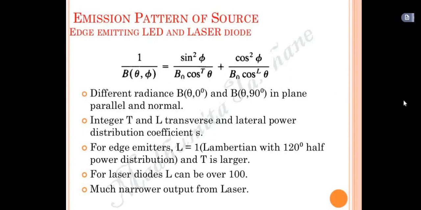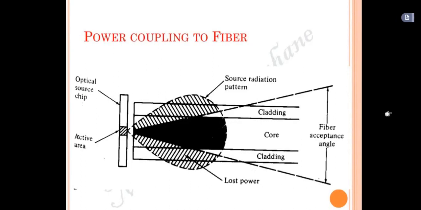For both, we have considered how they depend on the parameters and what things they take. That we also need to understand. So students, in the previous part we saw this. What we said is that the much narrower output for the laser must be there, and to achieve that, the laser diode should have L over 100. Clear? So this is the emission pattern of the source of edge emitting LED and laser diode. Clear?